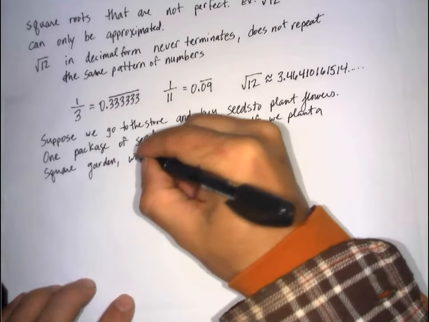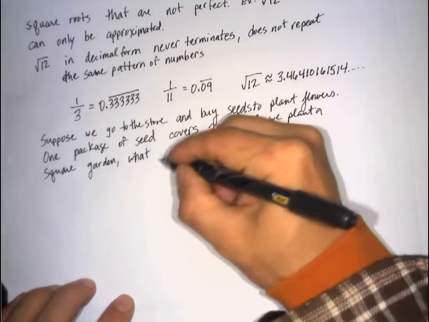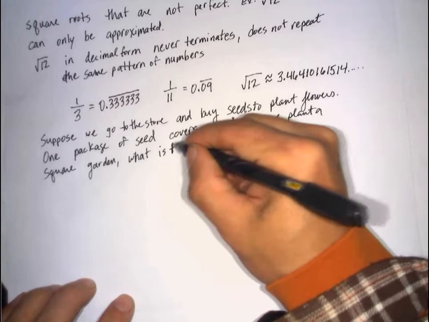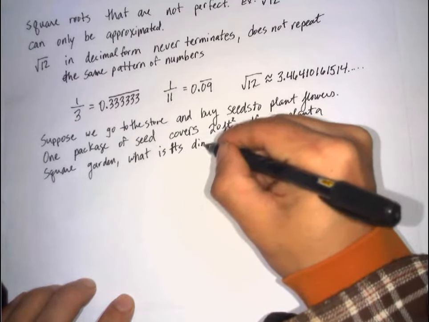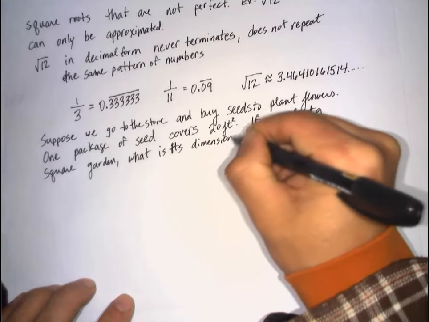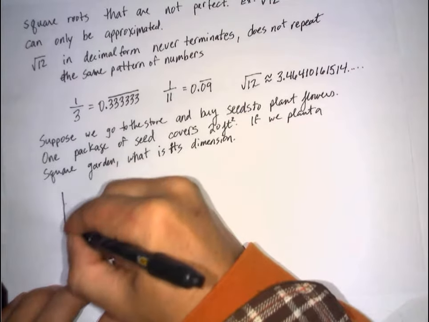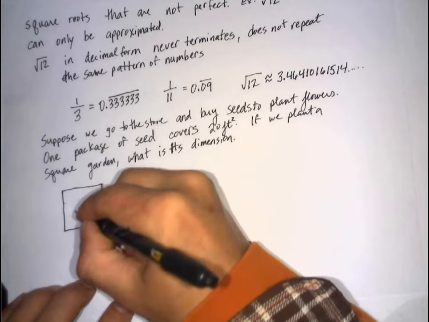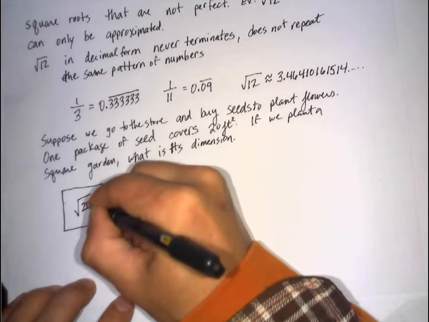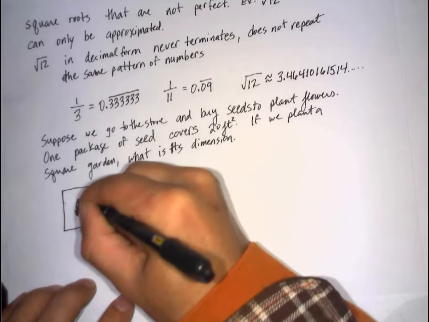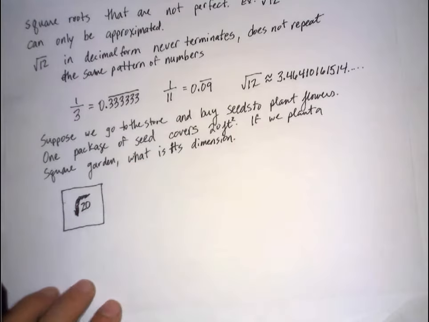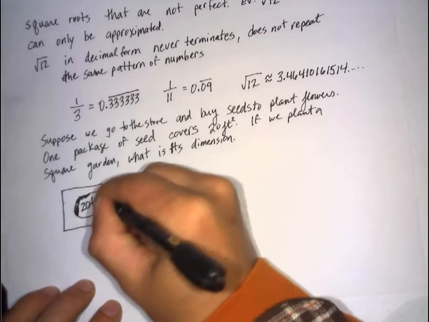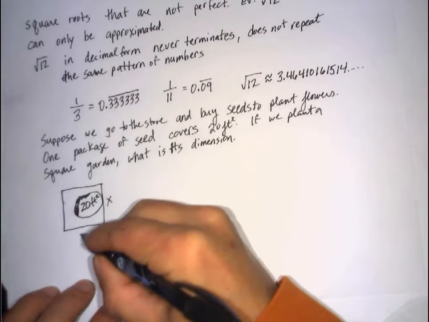what are its dimensions? In other words, it's going to be a square garden like this. But instead of giving the side, we're given the area, 20 square feet. So we have 20 square feet in there. So what is this and what is this?